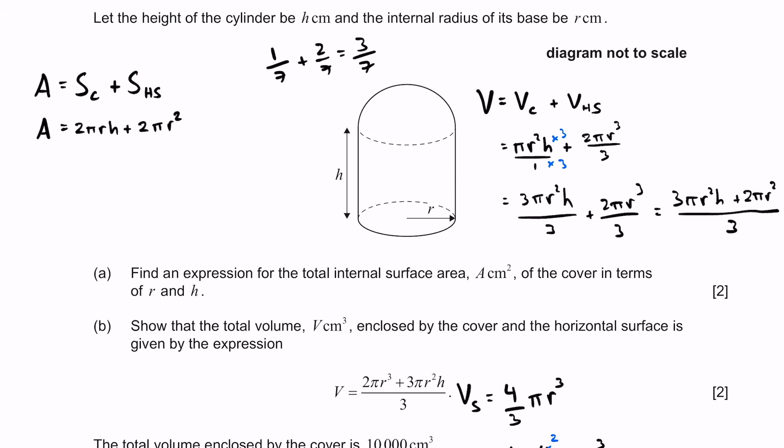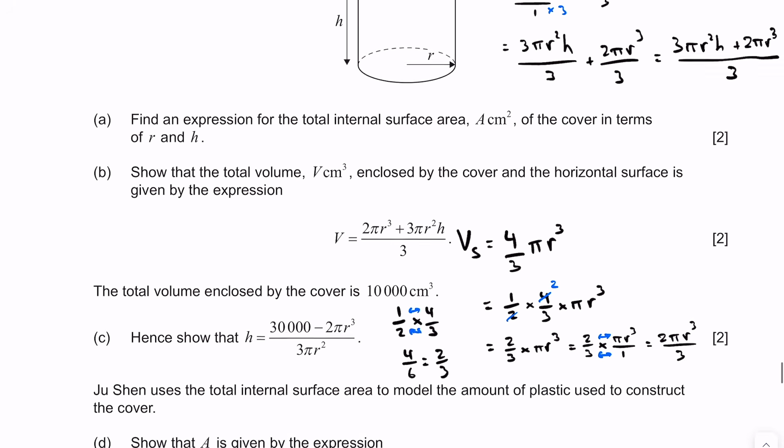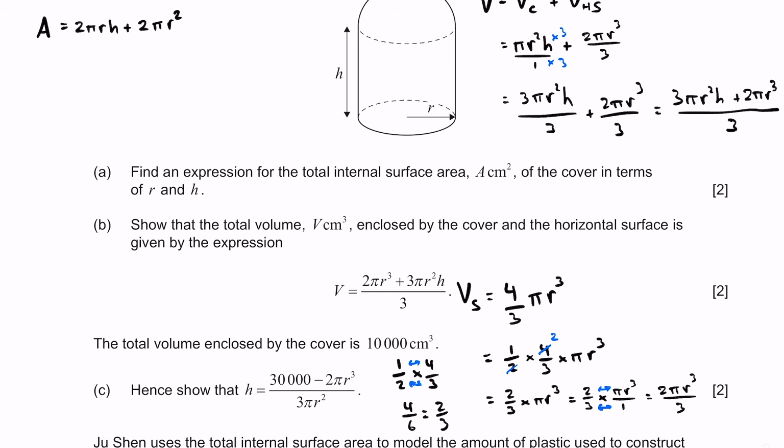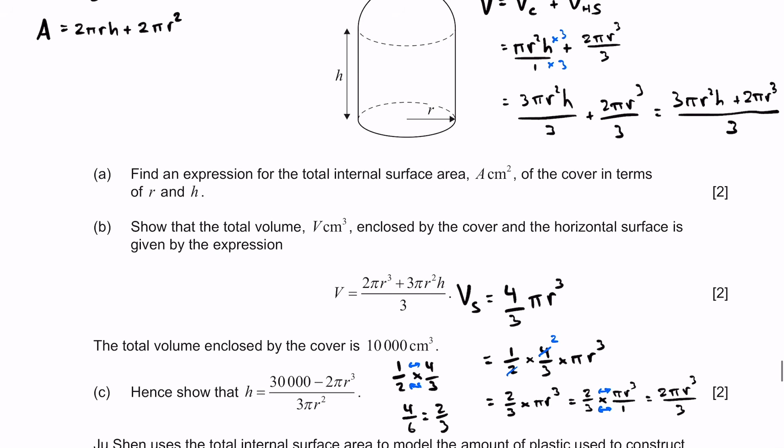2 pi r, whoops, this should be a cubed. There we go. 2 pi r cubed plus 3 pi r squared h, over 3. If we wanted to, in the end, we could switch these around. A plus b is equal to b plus a. Order doesn't matter when we add like this. Okay, so there we go. That is our proof, I suppose, or that is us showing that the volume can be expressed in this way.